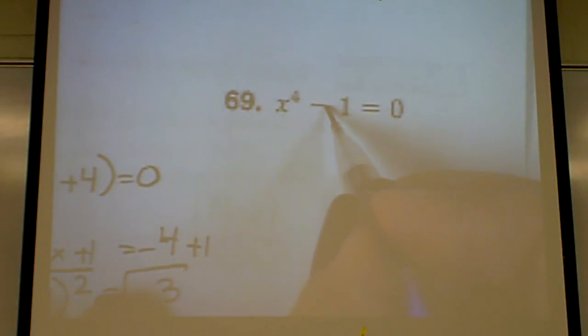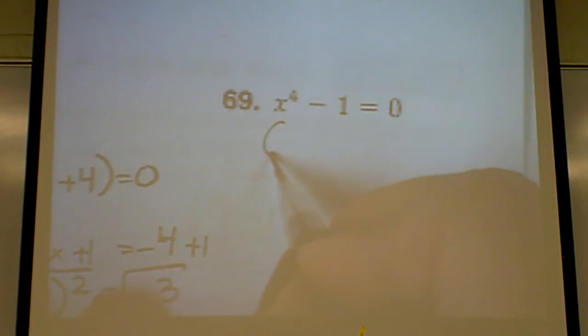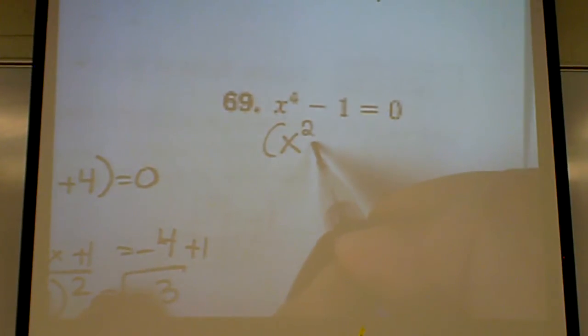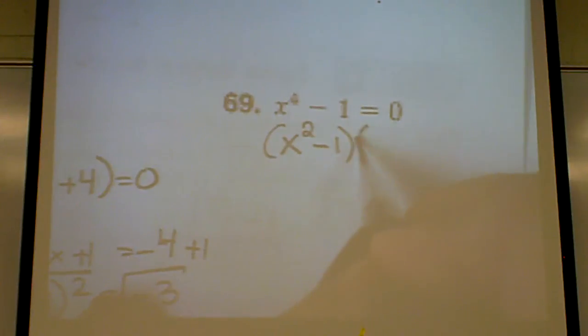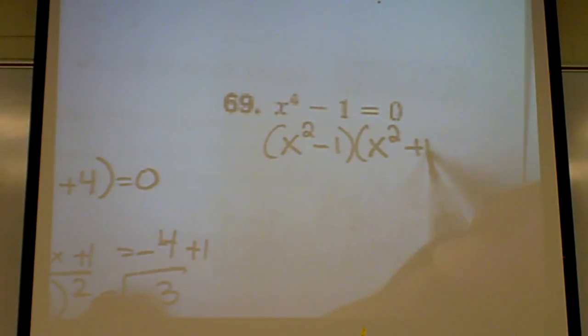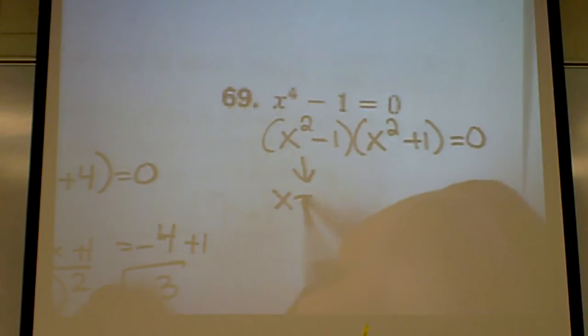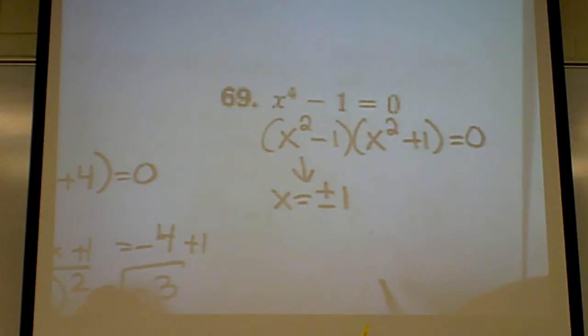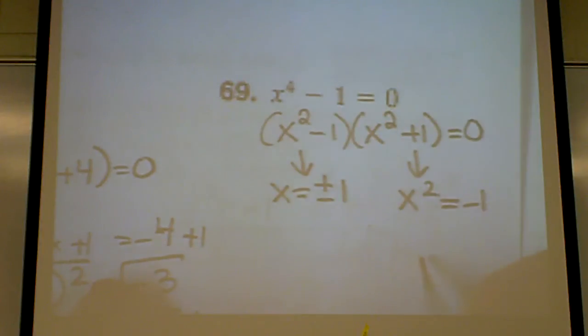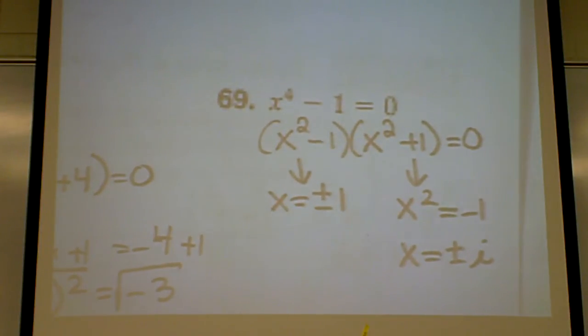And this last one, this is an easy one, you guys. This is the difference of two perfect squares. How do you do this one? Go ahead, Jordan. What are these two answers right here? Which is 1 and -1, right? What about these two? x equals plus or minus imaginary. Good job.